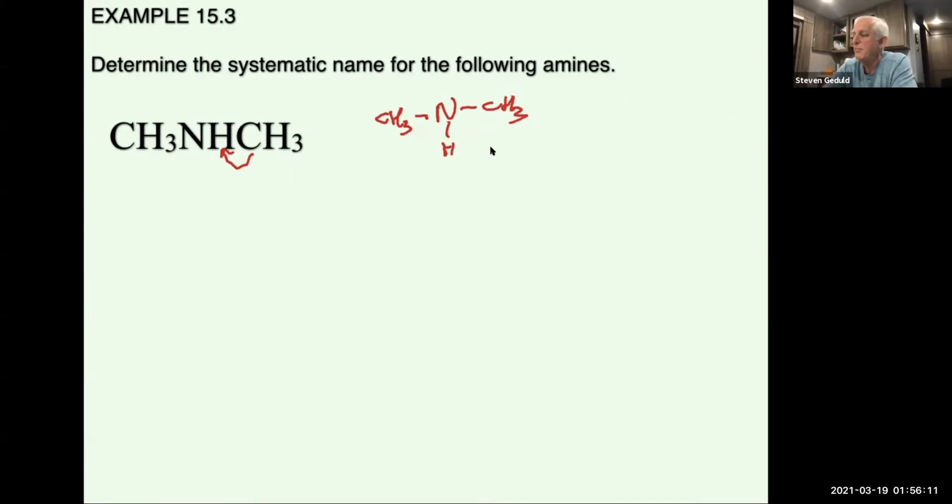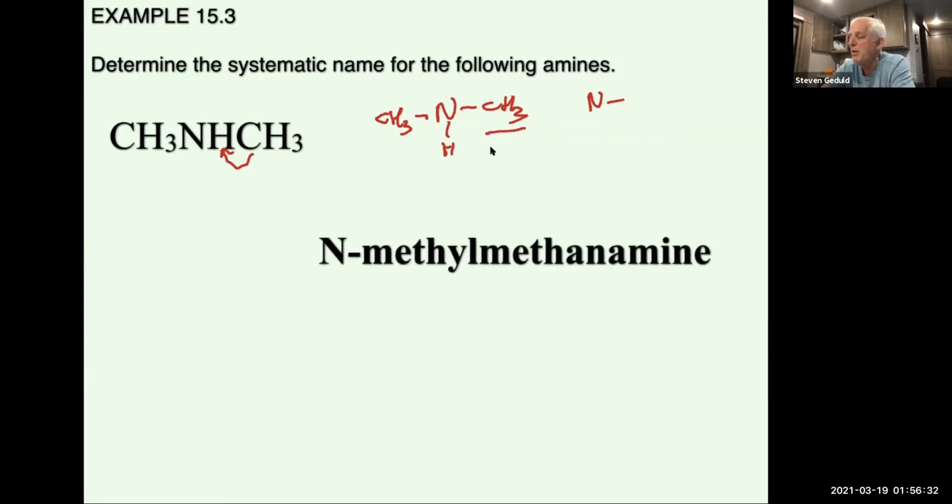So what do we got? We've got one attachment besides the original one. So we have an N. We have a methyl attachment to it. So N-methyl. And then the other one is methanamine. So it'd be N-methyl methanamine. Again, the one N tells you there's an additional attachment.